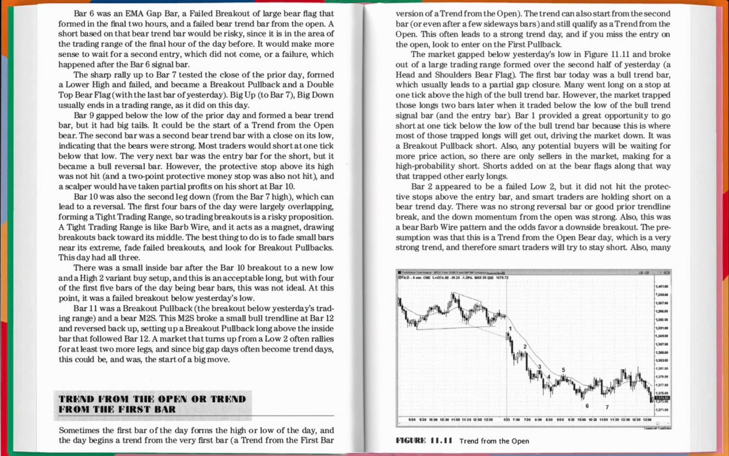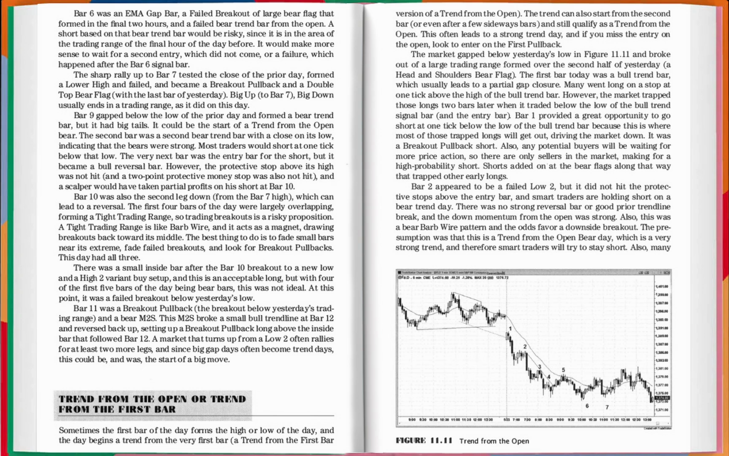The sharp rally up to bar 7 tested the close of the prior day, formed a lower high and failed, and became a breakout pullback and a double top bear flag with the last bar of yesterday. Big up to bar 7, big down usually ends in a trading range, as it did on this day.